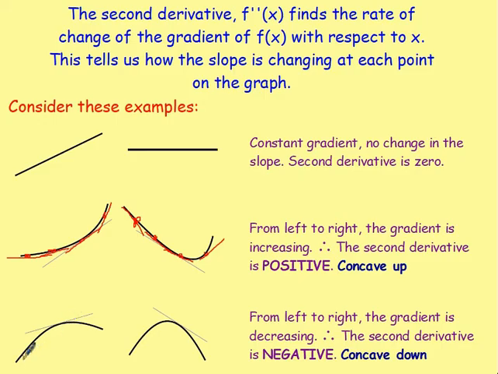Again, with this one, if you think about the gradient, the gradient here is going to be decreasing. Take the gradient there, there, and there. The gradient for each of these is going to be decreasing from left to right, and the same with this one. If you're going from left to right, the gradient is decreasing, therefore the second derivative is going to be negative. That there is going to be concave down.